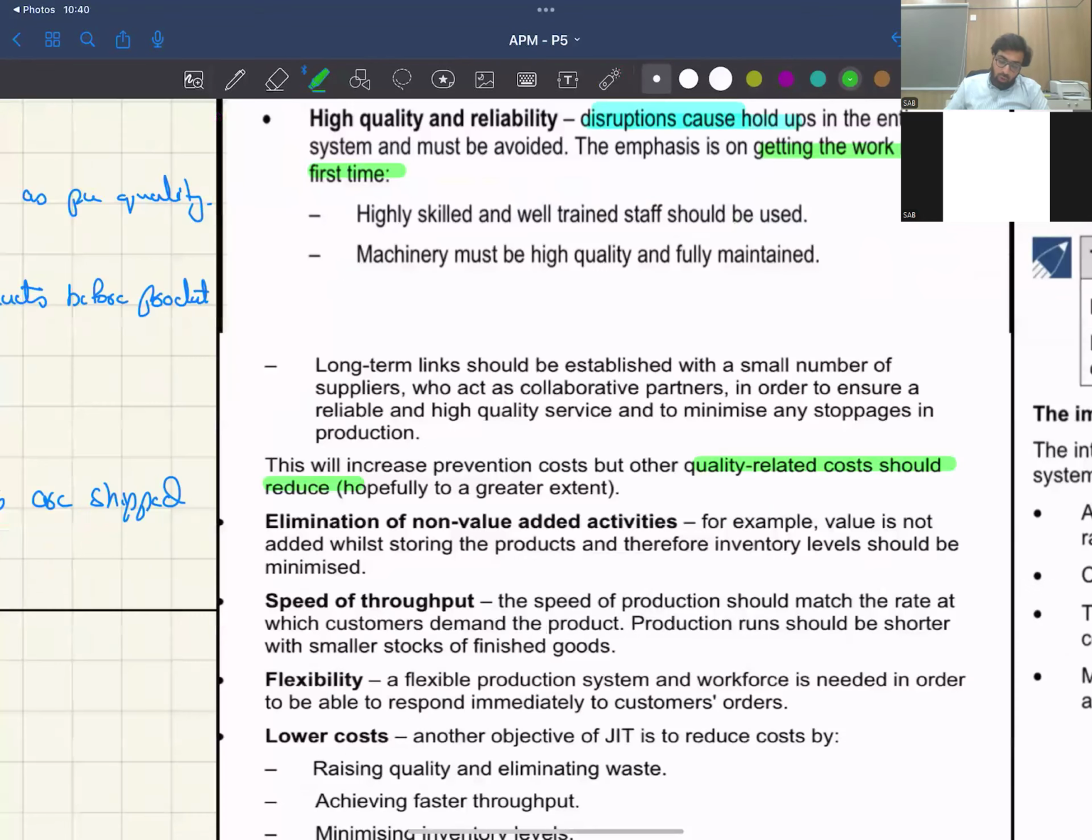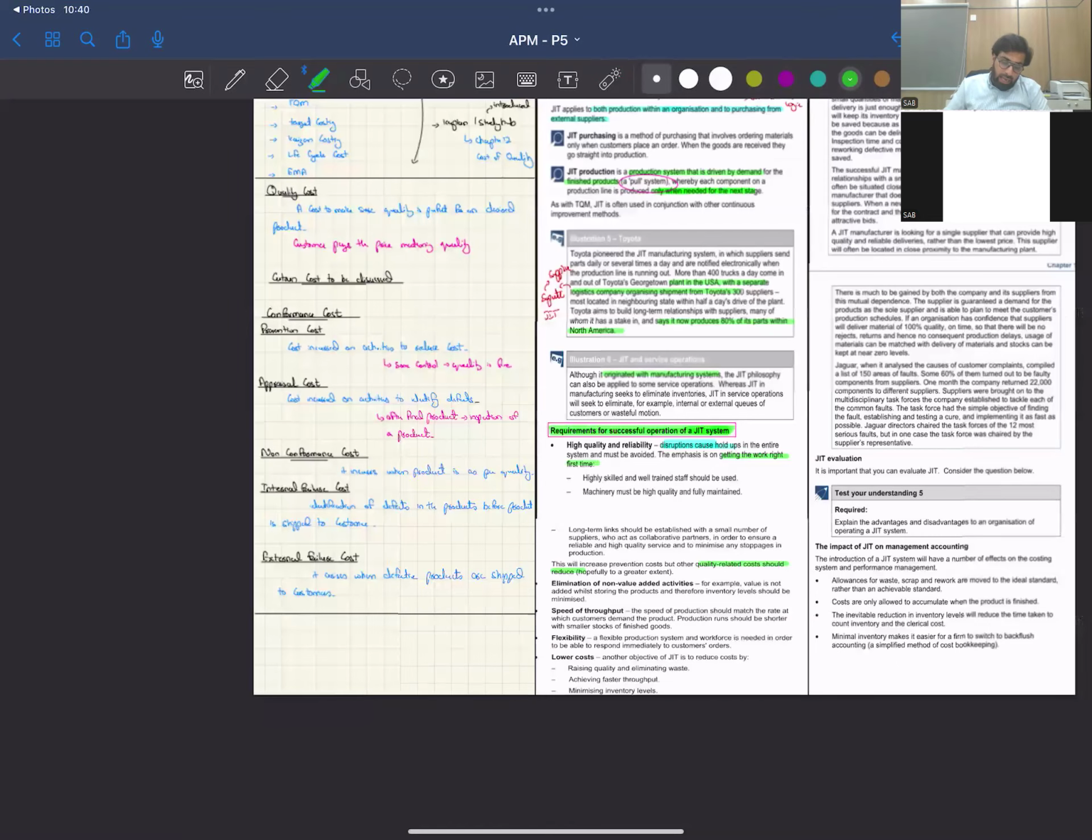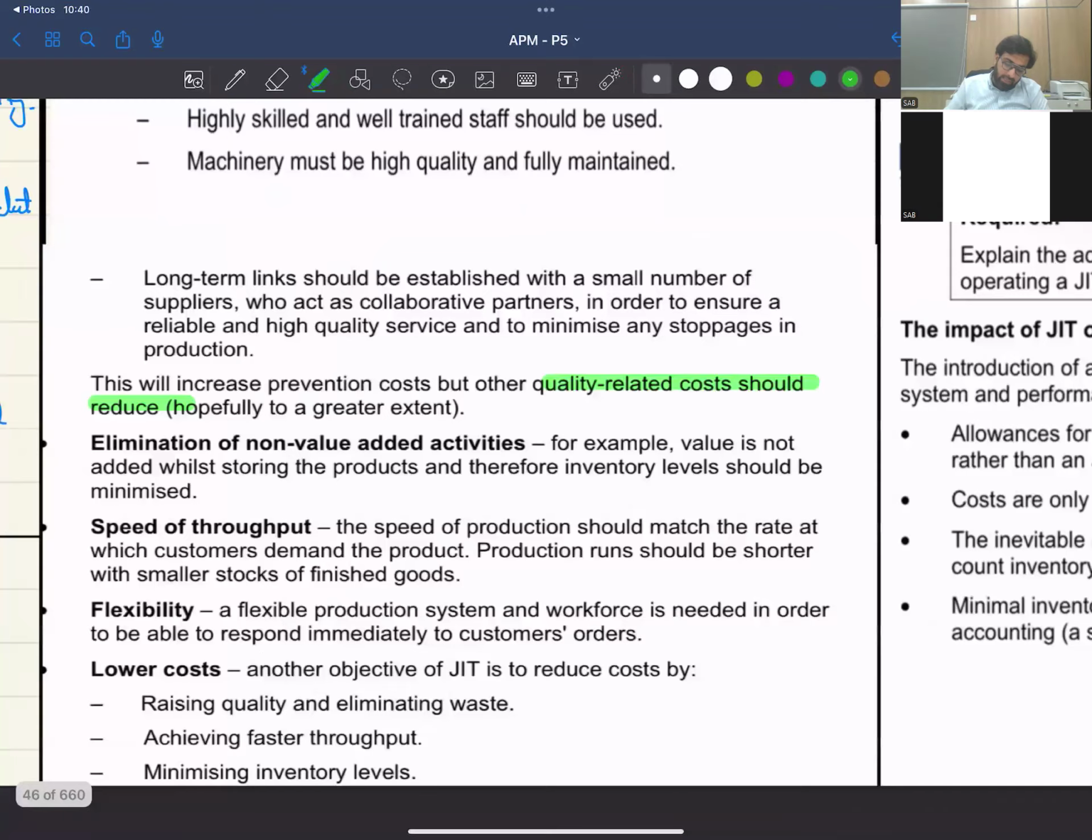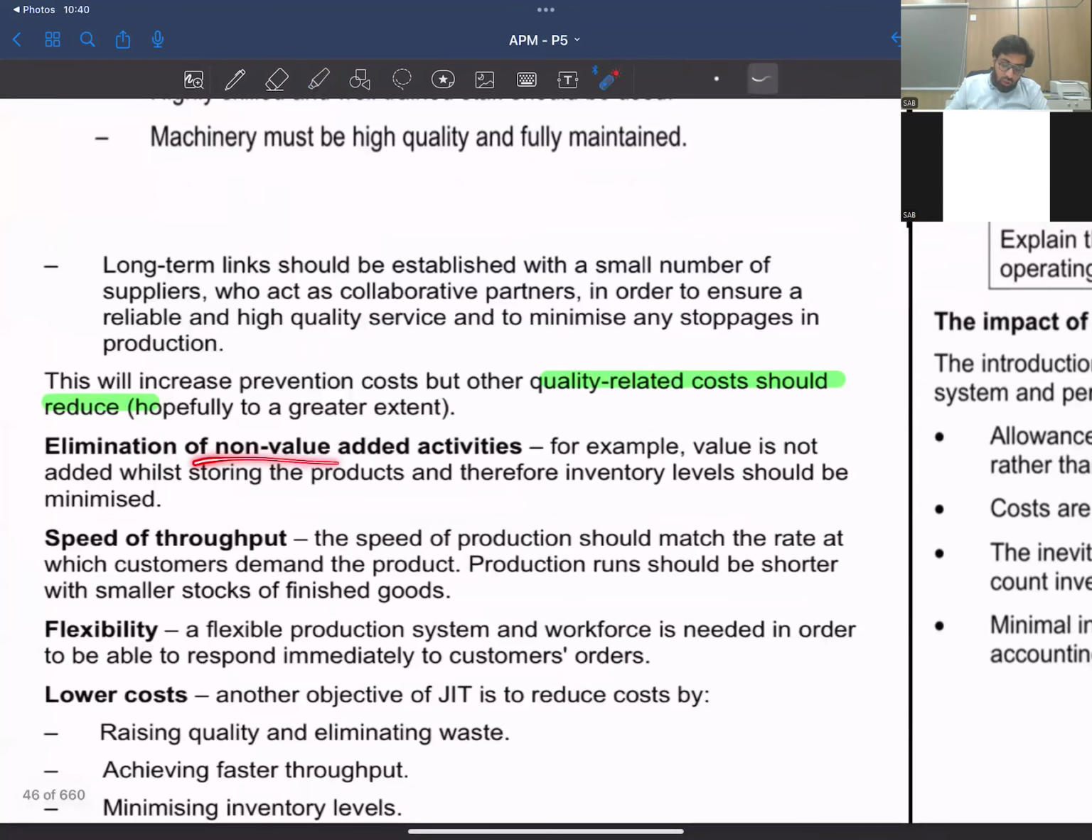Another thing to be operated in JIT, it's simple: the elimination of non-value added activities. The value analysis, value engineering, we are going to have a look in target costing as well. But here, what you have to remember is that you have to eliminate the non-value added activities of a particular product, because the customer is not paying for these activities, so you can eliminate them.